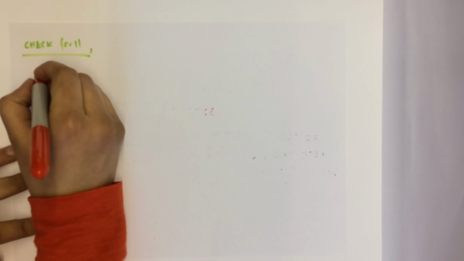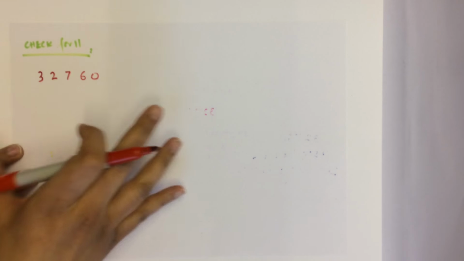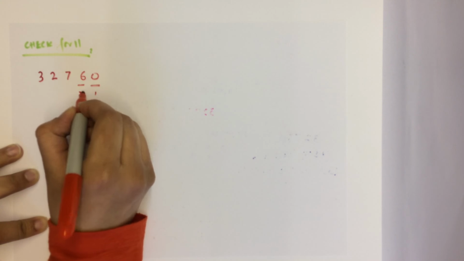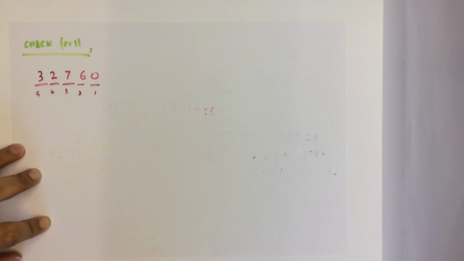Check for 11. I'll quickly read out the check first and then I'll explain. It says a number is divisible by 11 if the sum of numbers at the even places and the sum of numbers at the odd places. Let me pause here. I'll just do the sums first. So the number is 32,760. I've purposely written it spaced out. This is the first place, second place, third place, fourth, and fifth.